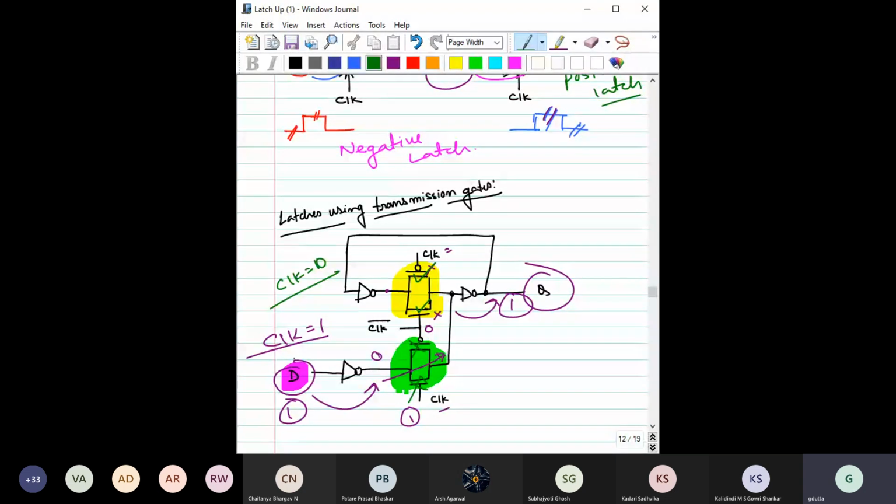So you can see then D is now disconnected from this Q, right? However, there is a loop, and the loop is something like this, right? And how is this loop forming? This loop is forming like this, right? And you know, two inverters connected back to back basically act as a memory, right? So that way you can see these two inverters can remember whatever has been stored here earlier.